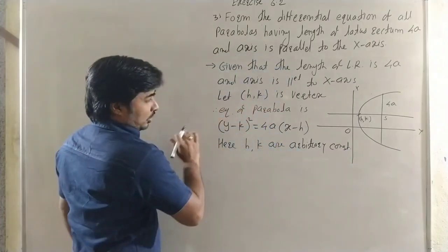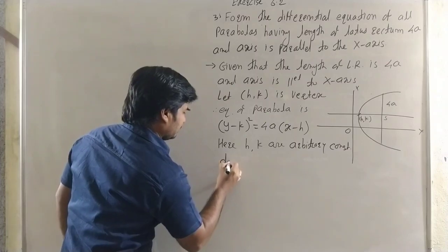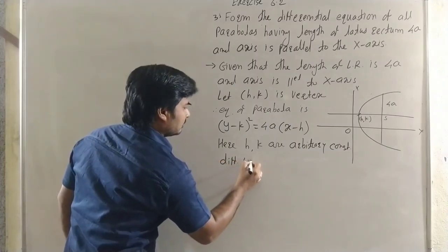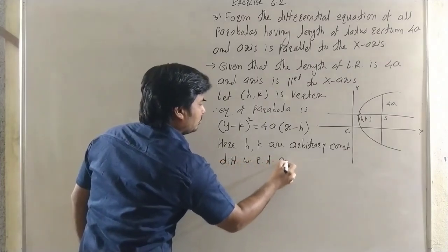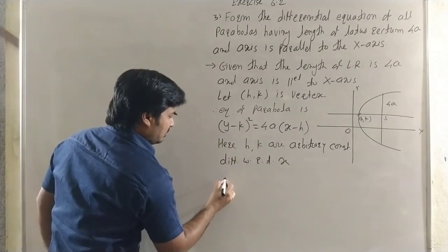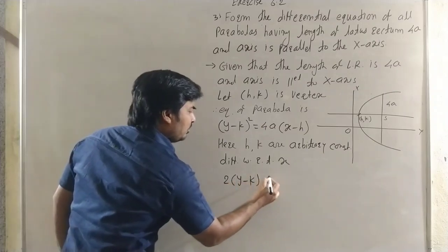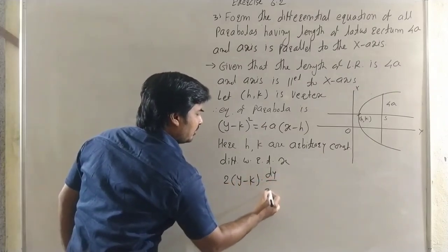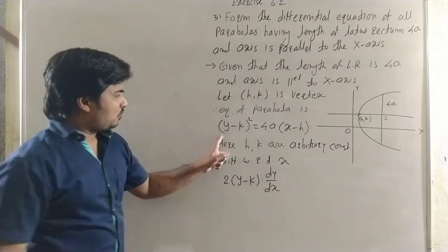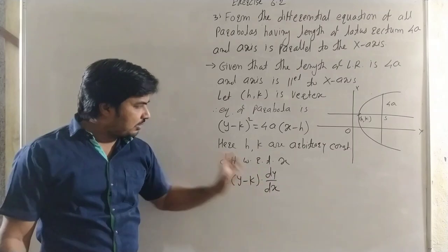Okay, therefore we differentiate this equation twice. Then differentiate with respect to x. The derivative of (y minus k) whole square is 2 into (y minus k) into dy by dx.